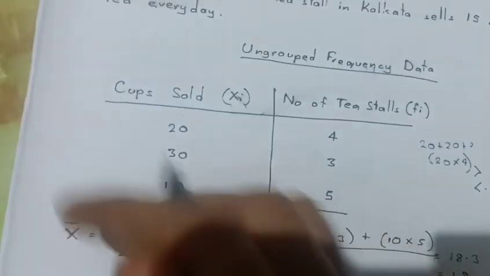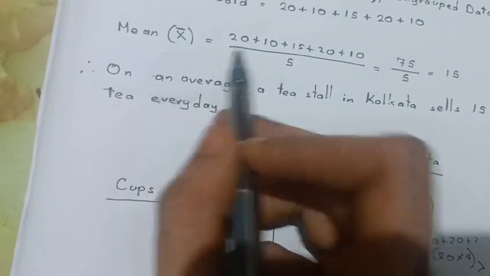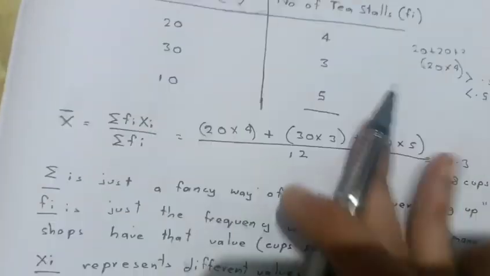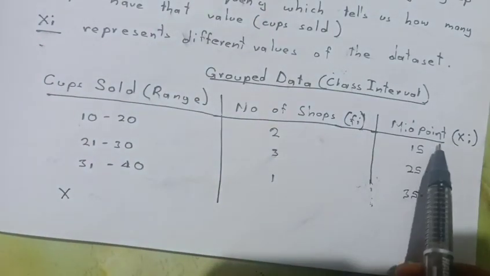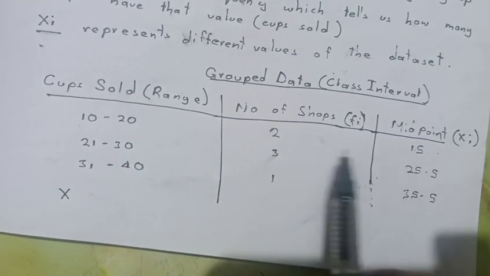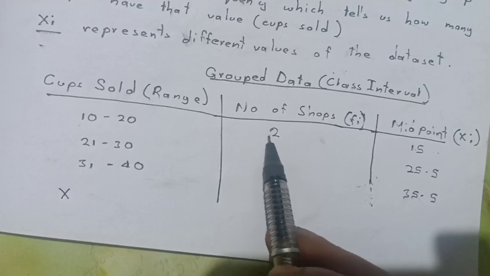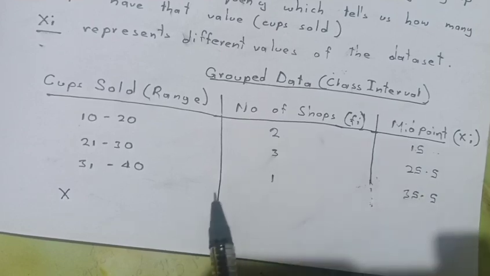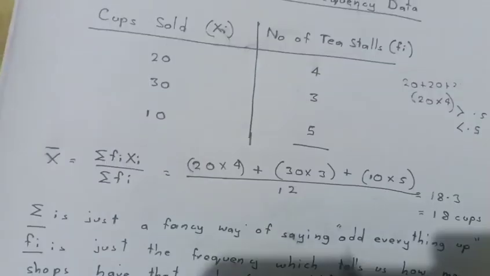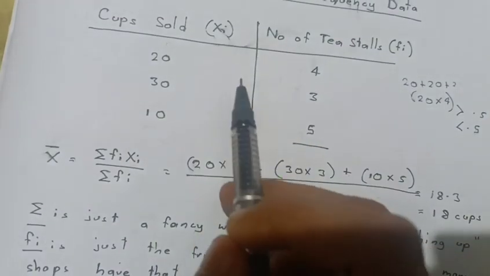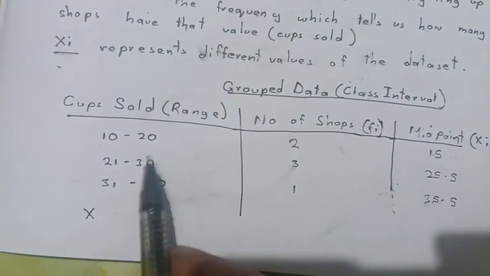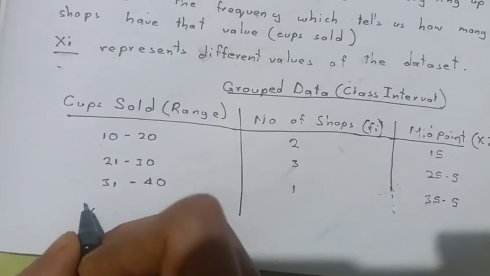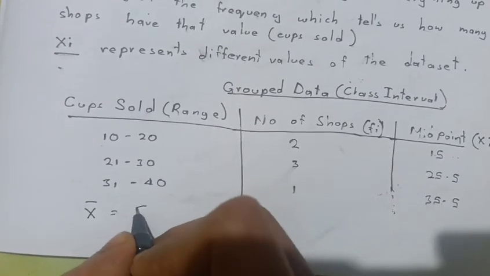Again, we know the formula of mean, how to find the mean. It's just adding up. First we'll do the product. 15 cups sold, how many shops? 2 shops. 15 into 2, and then we will do the rest of the addition, just like before. The only difference is that we have to find the midpoint from this group.